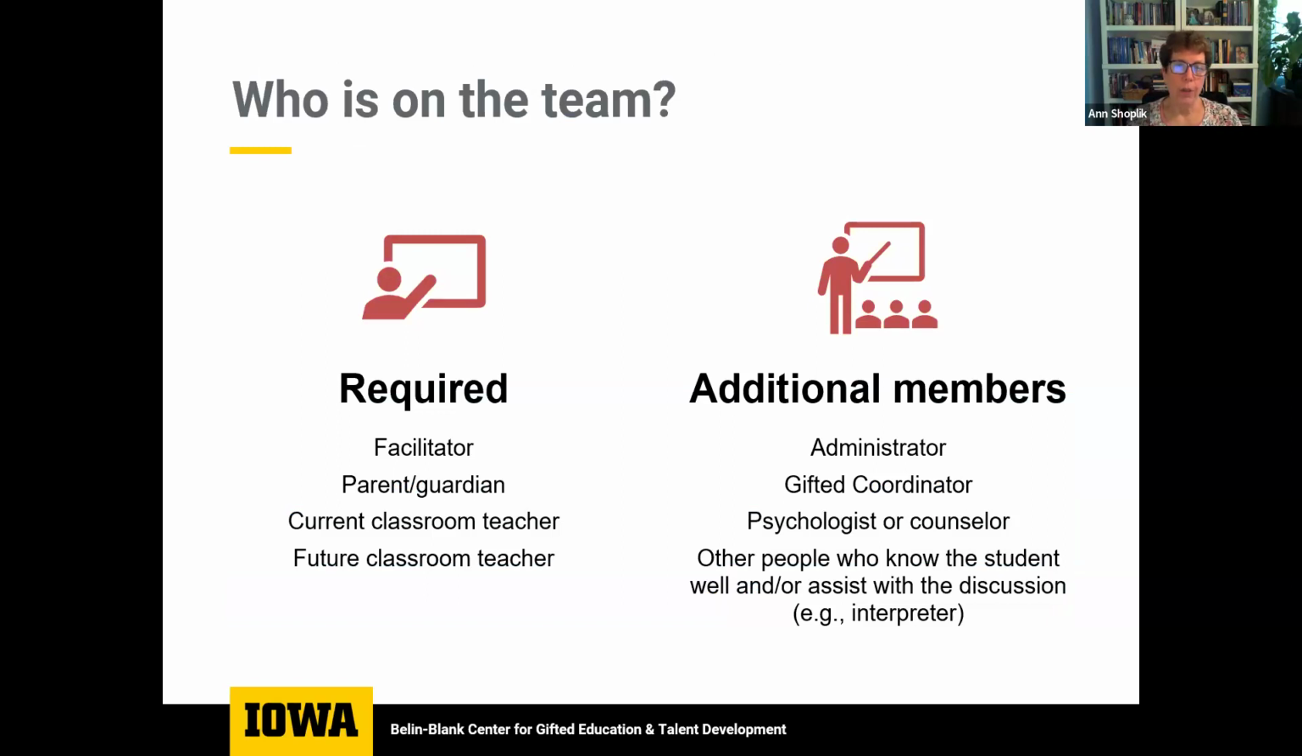I mentioned the team approach. So we've set it up so that 4 people are required, and that includes the facilitator, this person who's in charge of the process and the person who has an account and types in the information. Then also the parent or guardian, the current classroom teacher, and then a 4th person is the future classroom teacher.